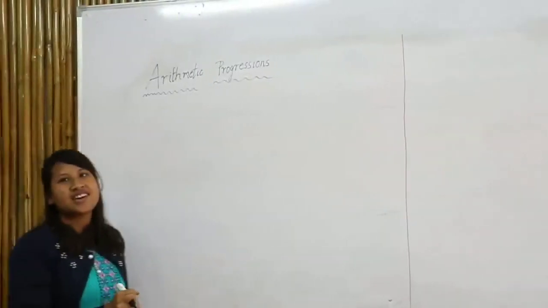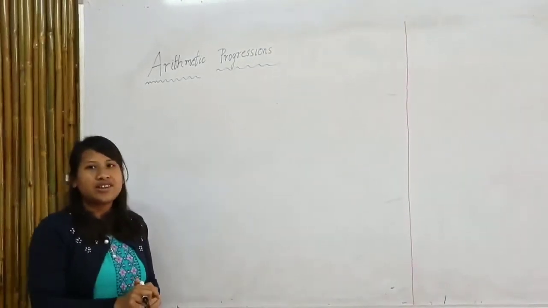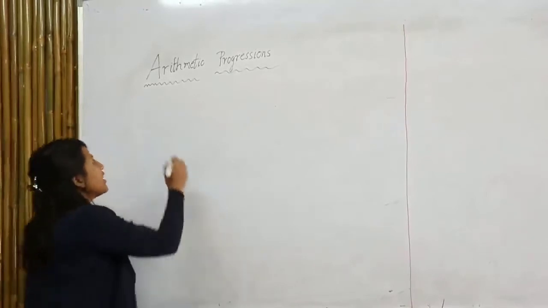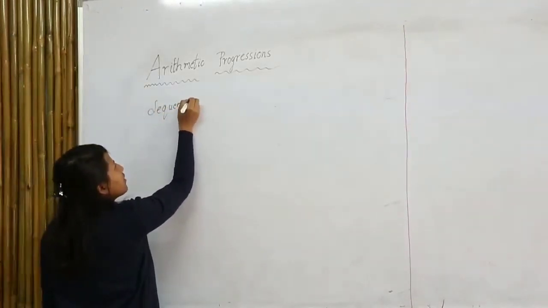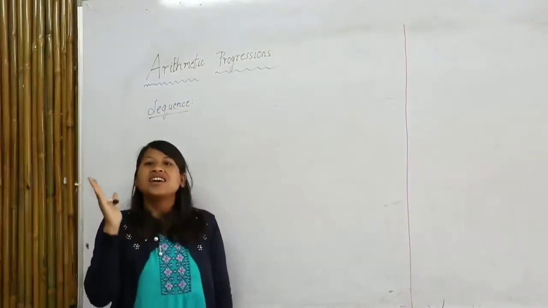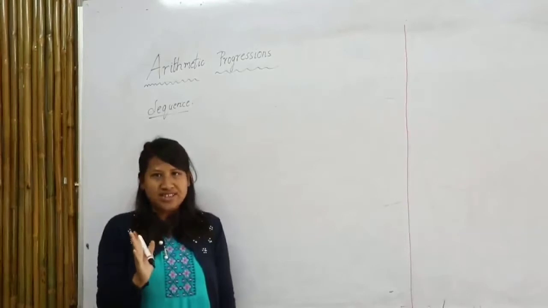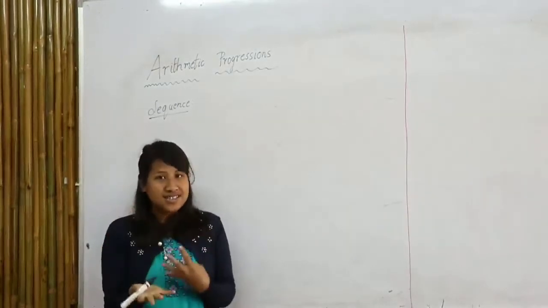First, we'll start with the term sequence. So what is a sequence? It is a group of numbers arranged in a definite order following a certain rule.